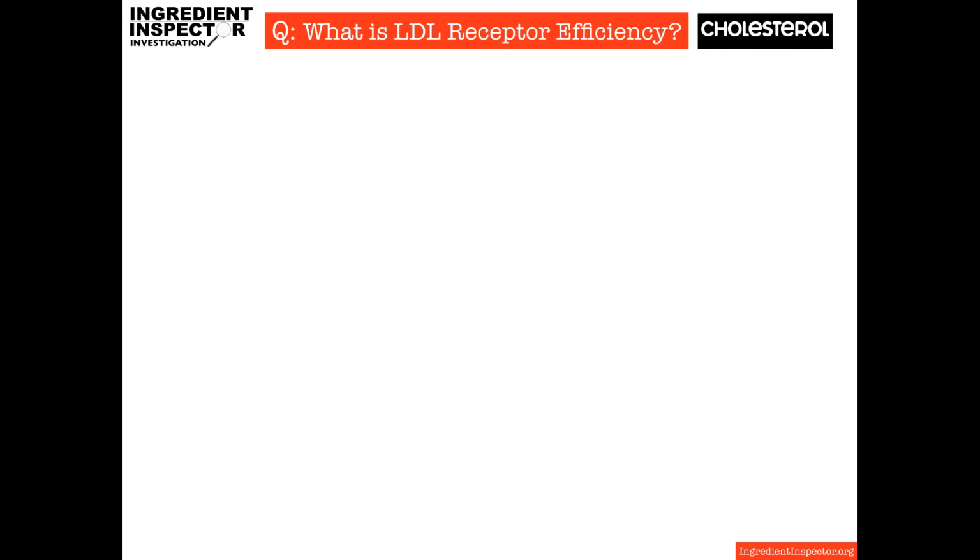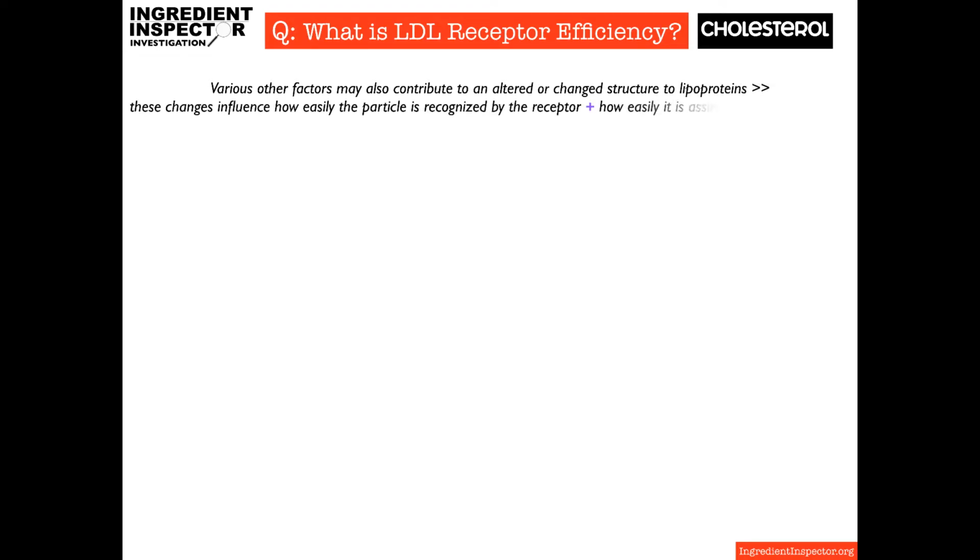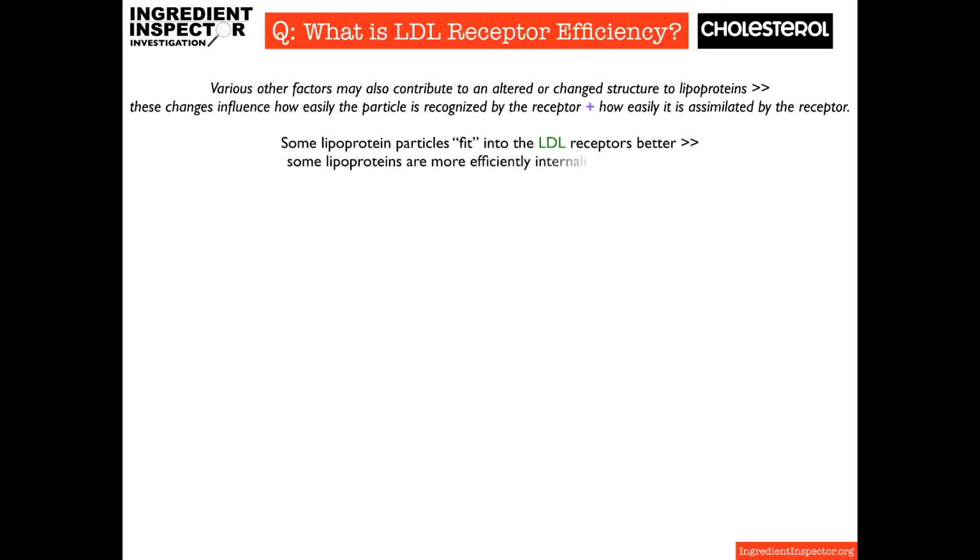Various other factors may also contribute to an altered or changed structure to lipoproteins. These changes influence how easily the particle is recognized by the receptor and how easily it is assimilated by the receptor. Some lipoprotein particles fit into the LDL receptors better. Some are more efficiently internalized into the cell.